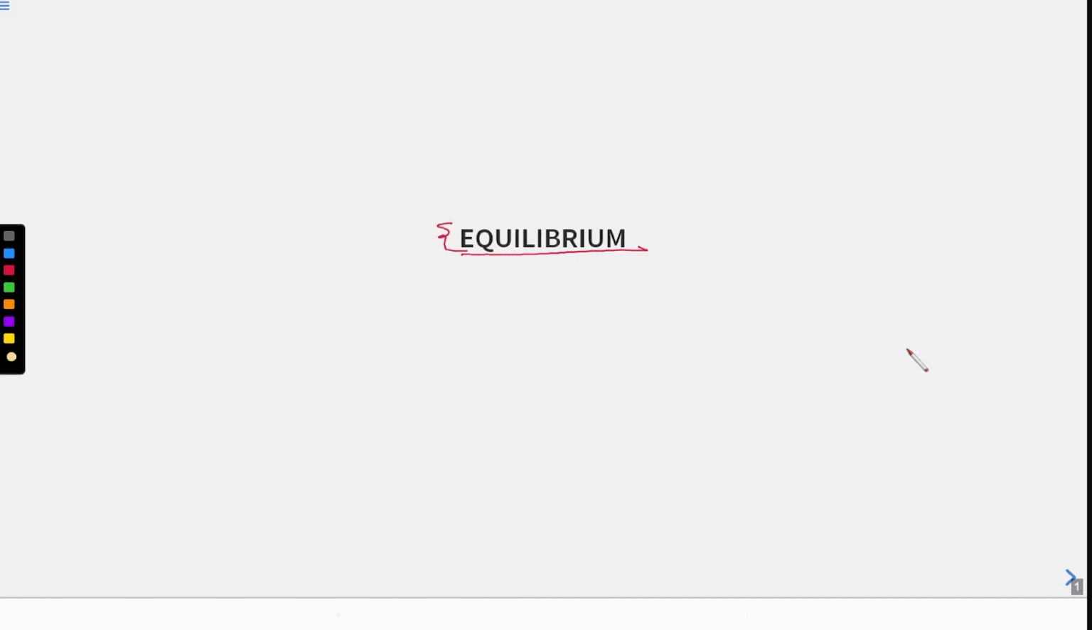And in today's lecture, we are going to continue the topic of equilibrium. In the last lecture, we had started this topic and we had completed a few questions from these topics. And just a quick revision of most of the questions that we had actually covered last time.